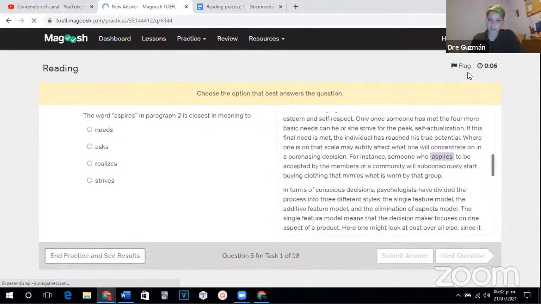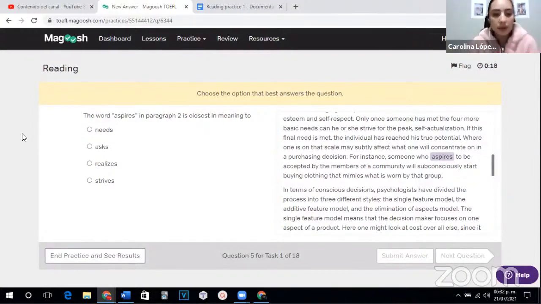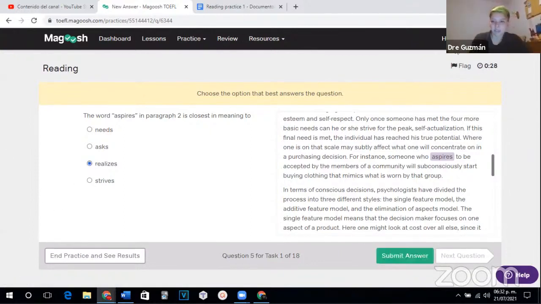So here, Carolina, can you read the question and tell us which one you think it is? Okay. The word "inspires" in paragraph 2 is closest in meaning to... "realizes." So let's look at the paragraph.